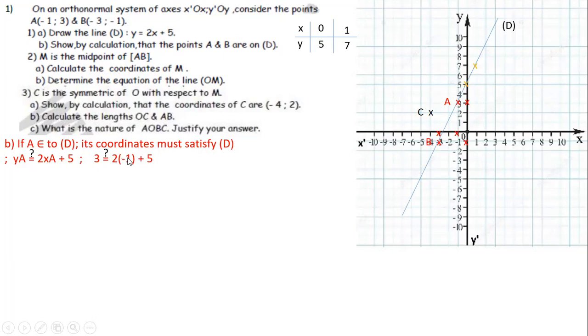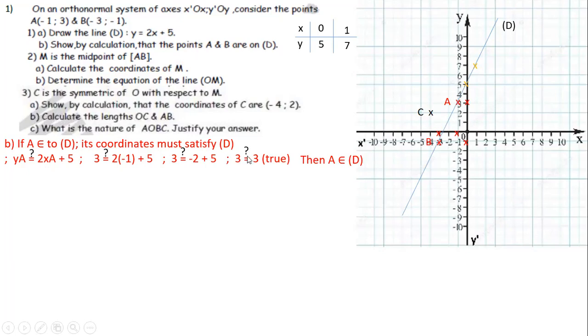So 2 times -1 is -2, plus 5. Now -2 plus 5, what is the answer? 3. So it equals 3. Is 3 equal to 3? Yes, this is true. So we got two equal sides. That means A belongs to line D. This is how we always verify or prove that a point belongs to a straight line.